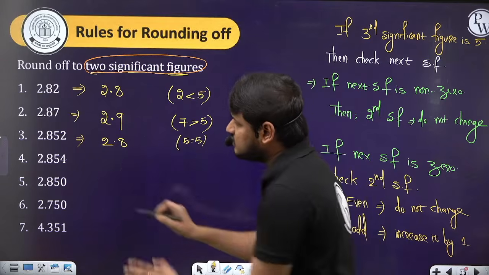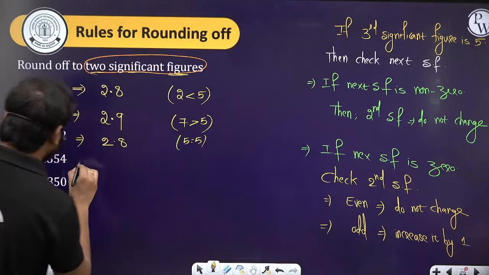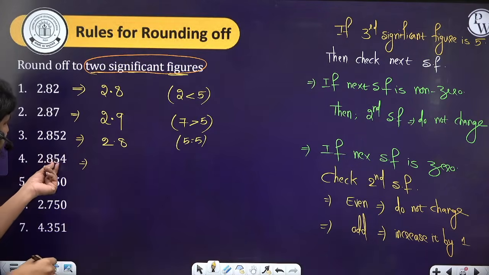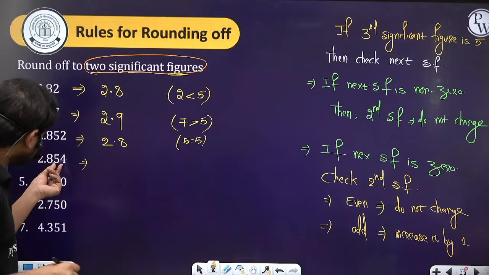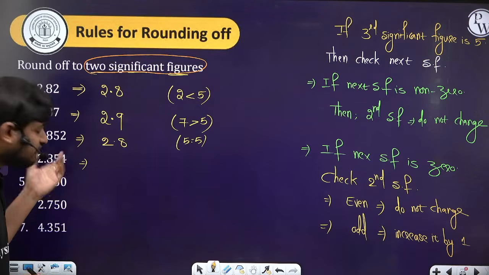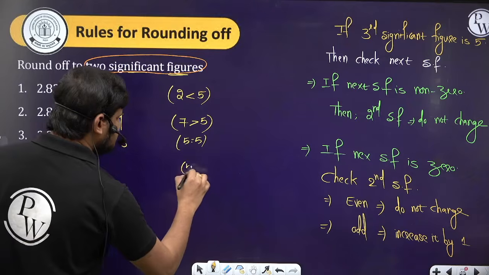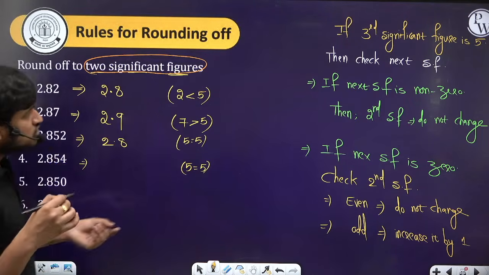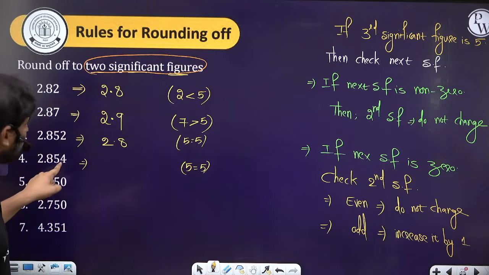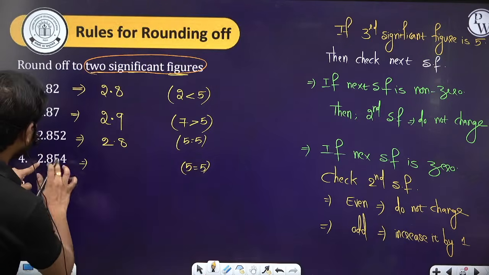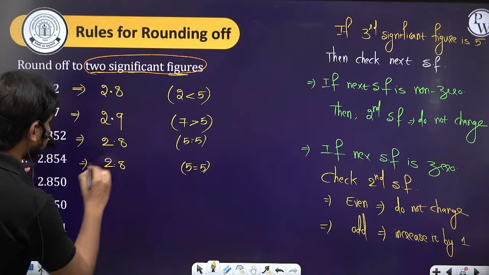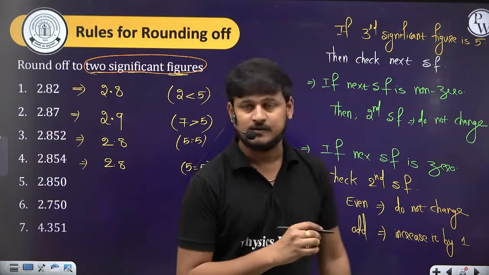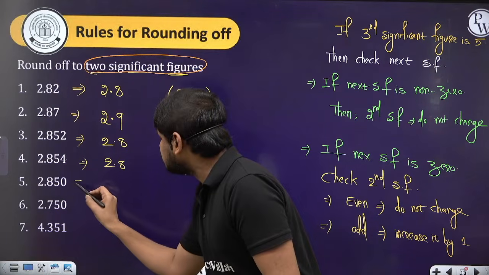I'll take 1, 2 or 3 examples so that you will understand better. This part clear? Then let me check the next one, 2.85. The third significant figure is 5 again. Here 5 is equal to 5. Then check the next significant figure, 4. 4 is again non-zero. So keep the second one as it is, 2.8 itself.